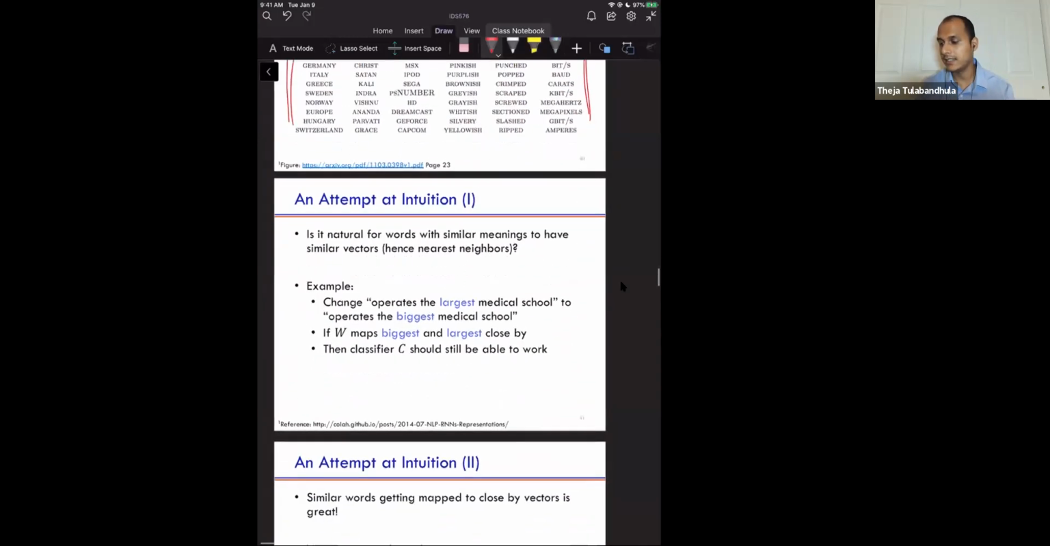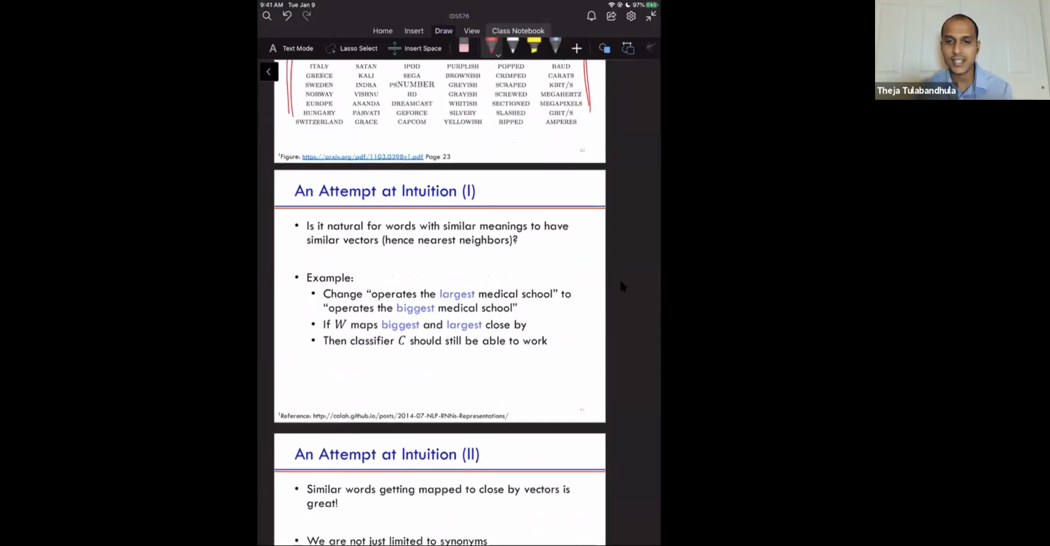So now let's come back to this question: why would such an auxiliary classification task that we created give us words with similar meanings, or basically that appear in similar contexts? Why would they have similar vectors, right? So let's come back to that.